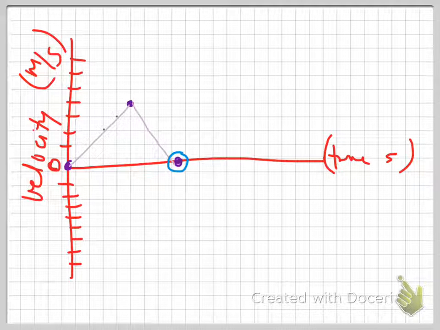0. So we went from some non-zero velocity to zero velocity. Went from a positive non-zero velocity to a zero velocity. That means we're slowing down. We were going, now we're not going. That's slowing down.